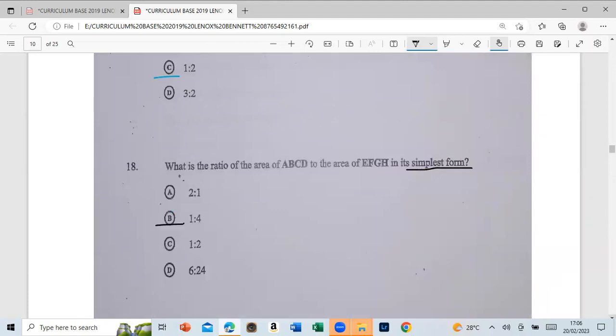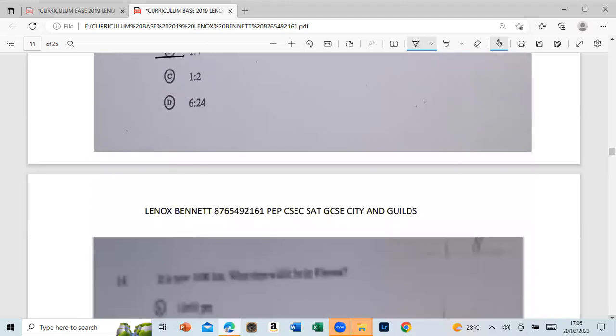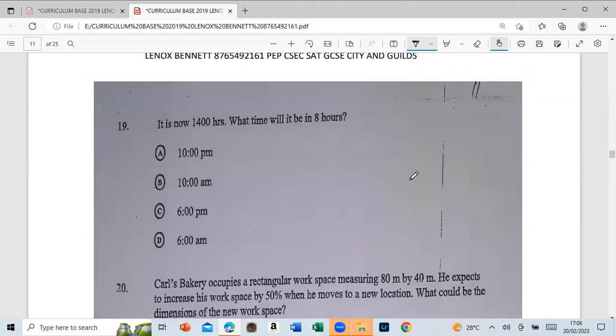Alright. Number 19. It is now 1400 hours. What time will it be in 8 hours? Now, it's army time, right? So we're going to subtract 12 hours from this to get the time, since it started at 12. So that will be basically 2. So that's 2 p.m. Hope everyone learned that. I'm going to add 8 hours. So 8 plus 2 is 10. So that's 10 p.m.